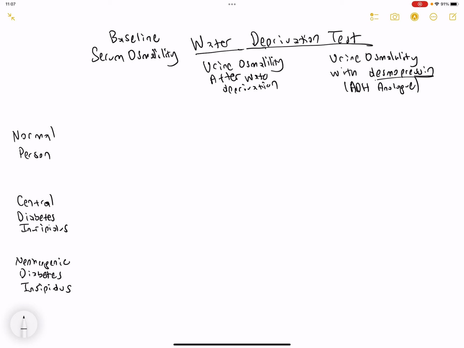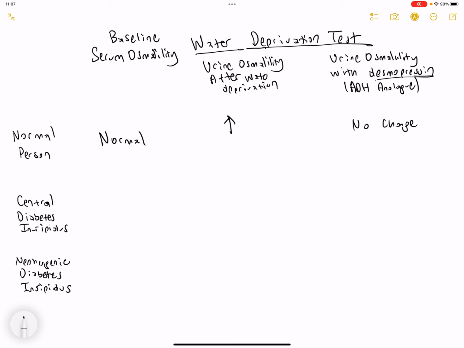So in a normal person, the baseline serum osmolality is going to be normal. And when we deprive a normal person of water, they're going to be releasing antidiuretic hormone, and the antidiuretic hormone is then going to reabsorb water, and we're going to have concentrated urine. As a result, the urine osmolality is going to go up. If we give that person desmopressin, which is an antidiuretic hormone, there's not going to be any changes in the urine osmolality because that person already has antidiuretic hormone on their own.